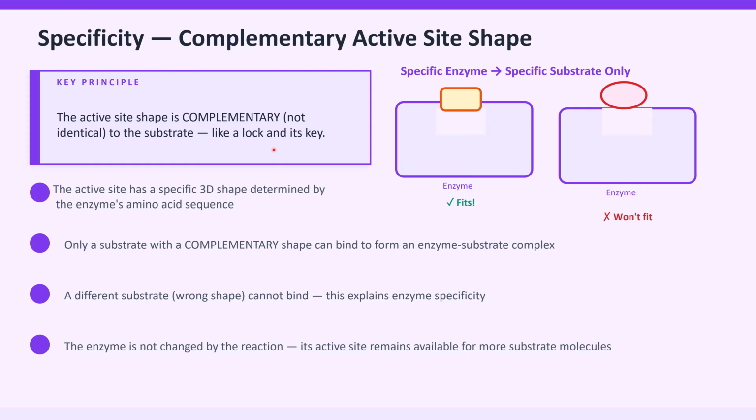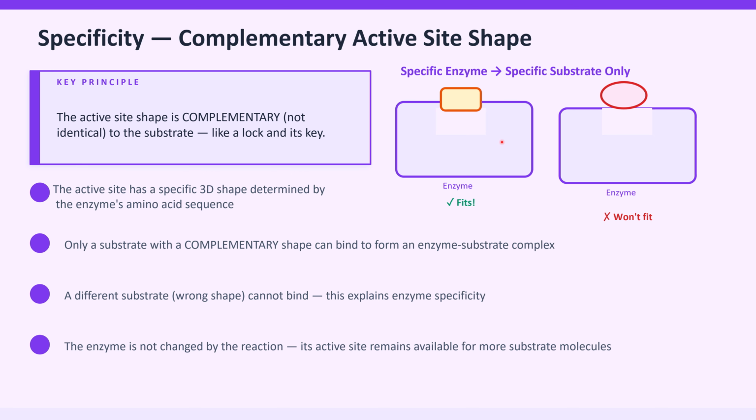But where does the shape come from? Remember, enzymes are proteins. Their specific 3D shape is determined by their amino acid sequence. Only a substrate with a complementary shape can bind to form an enzyme-substrate complex. A different substrate with the wrong shape cannot bind. This explains enzyme specificity. The enzyme is not changed by the reaction. Its active site remains available for more substrate molecules.